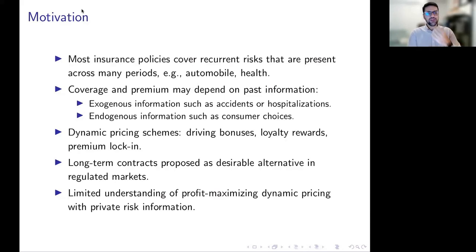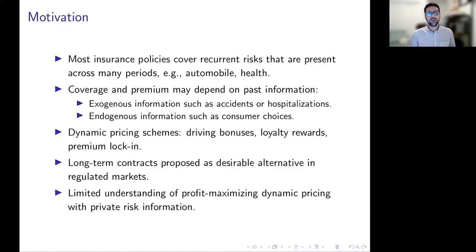In the presence of these repeated interactions between insurance firms and insurees, this raises the possibility of the use of information that is revealed within the interaction of insurees and insurance firms in pricing insurance policies and in determining the details of insurance policies.